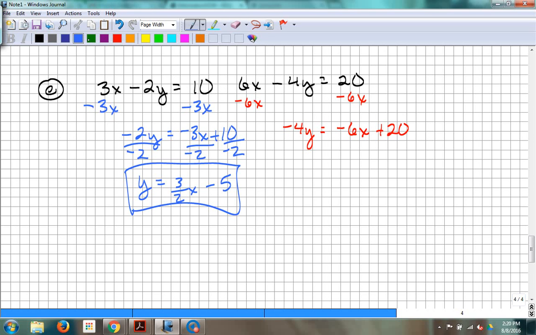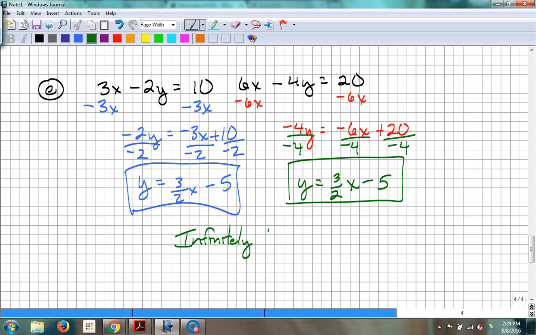All right. Divide by negative 4. Negative 6 over 4 reduces to be 3 over 2. Infinitely many solutions, consistent and dependent, because it's the exact same line.